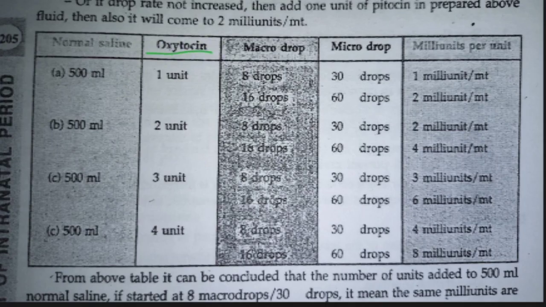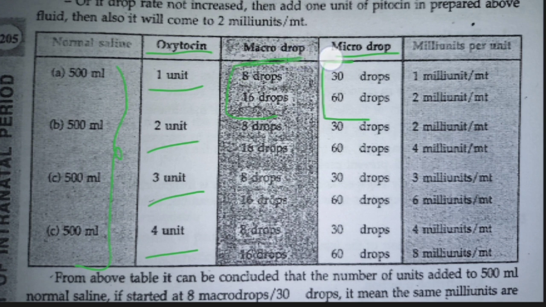Oxytocin. See, oxytocin is not the same amount that is given for all women. Based on their condition, based on how the delivery is going on, at that condition we will provide the oxytocin to the patient. We do have options like 1 unit, 2 unit, 3 unit and 4 unit. We will provide it with 500 ml of solution. We will dilute it and provide it to the patient. We will provide it in macro drops and micro drops. In macro we do have 8 and 16 drops. In micro we have 30 drops and 60 drops per minute. These drops are calculated per minute.